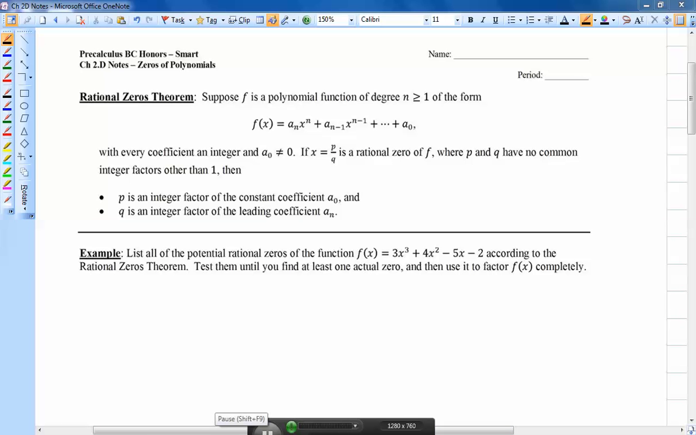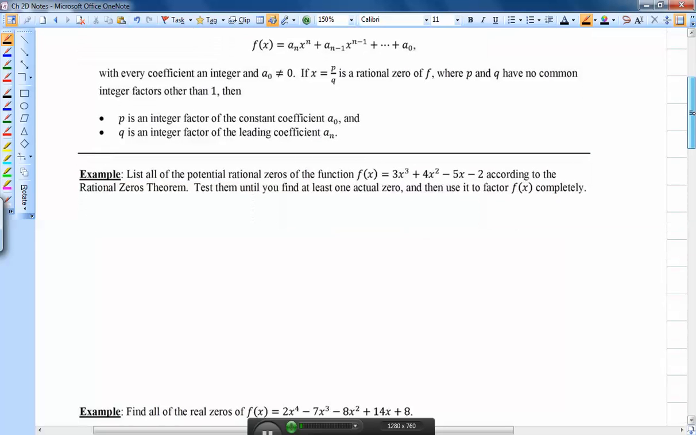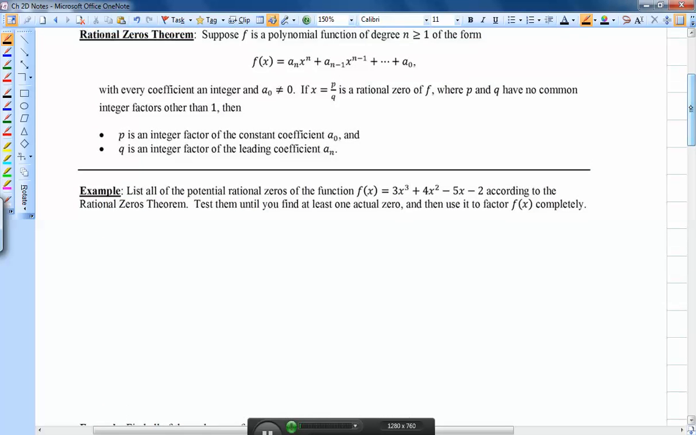Okay, so I'm going to take you through the rational zeros theorem, that first example from 2D one more time. If you already understand it, then you can skip this video and just go on to the next one. So the rational zeros theorem gives you candidates for zeros. And I almost think it's easier to just do an example than it is to try to explain all the details of this theorem, which we did in class.